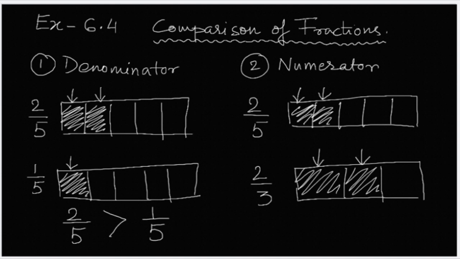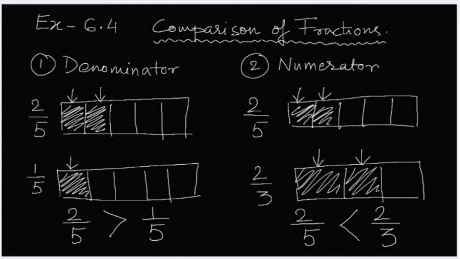So if you are having two-thirds of a chocolate, that means you are having two big pieces, and if you have 2/5 of a chocolate, then you have two smaller pieces. So when numerators are the same, then the fraction with the greater denominator is the lesser fraction.